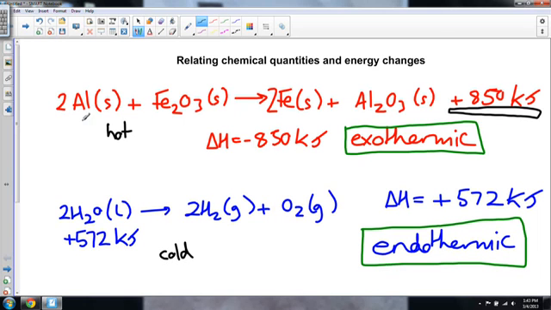Now, the way that's represented is when the aluminum and iron(III) oxide react and give off iron and aluminum oxide, a whole bunch of energy is given out. So usually we talk about energy in terms of kilojoules. We could talk about it in terms of calories and joules, but we're going to focus on kilojoules. When 2 moles of aluminum react with 1 mole of iron oxide to form 2 moles of iron and 1 mole of aluminum oxide, you get out this enormous 850 kilojoules of energy, of heat.